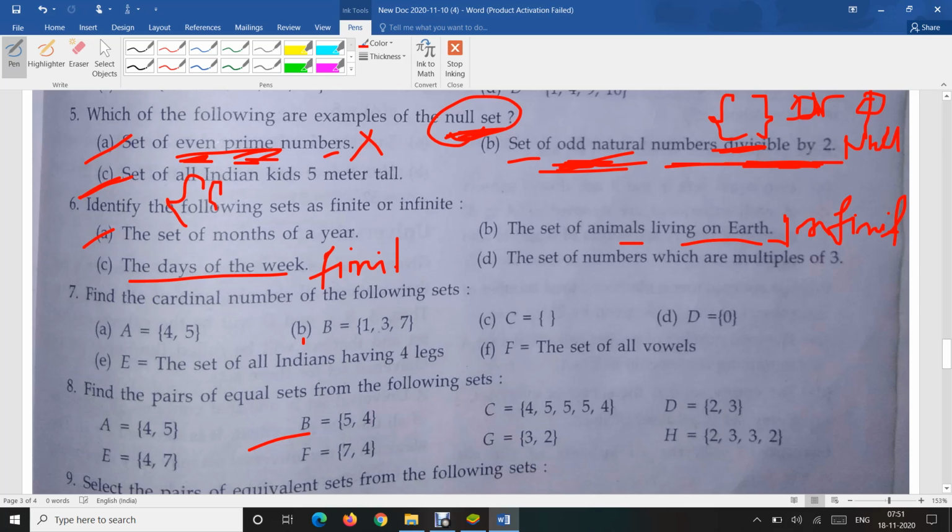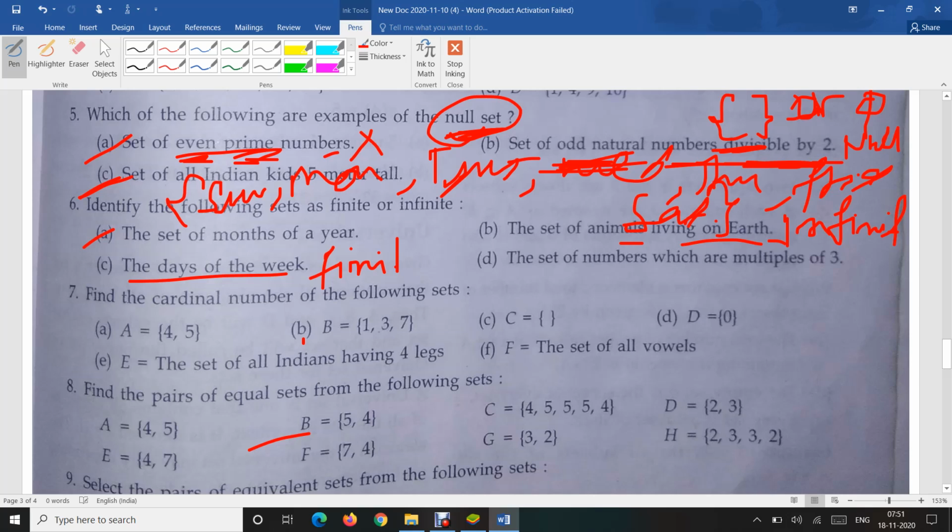So you can write Sunday, Monday, Tuesday, Wednesday, Thursday, Friday, Saturday and end with the curly bracket. So this can be a set and these are countable. So this will be finite. The set of numbers which are multiples of 3, like 3, 9, 27, 30 and so on. So this will be infinite, because it will go on without end.